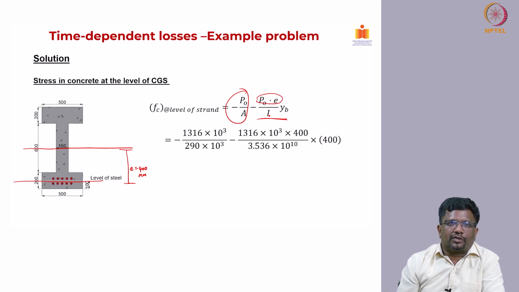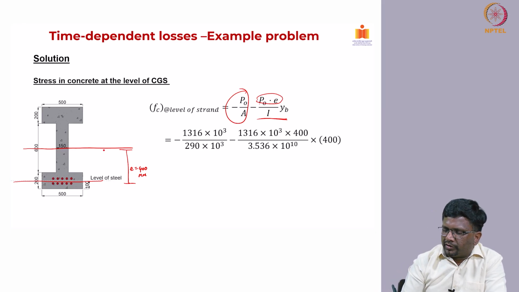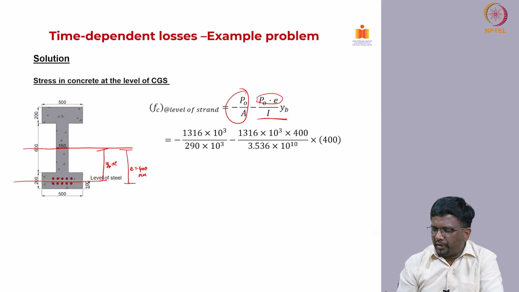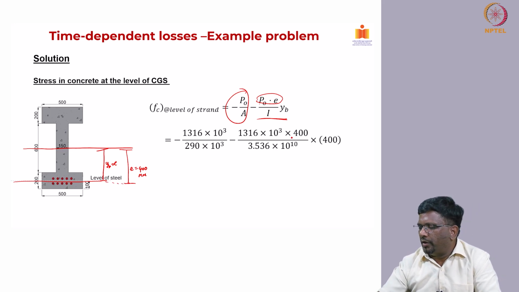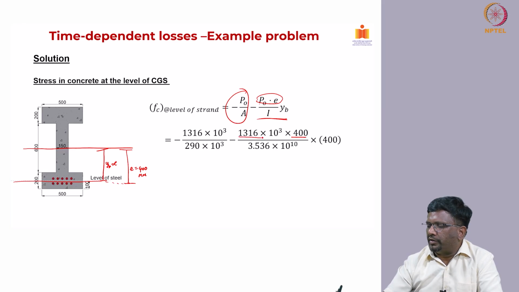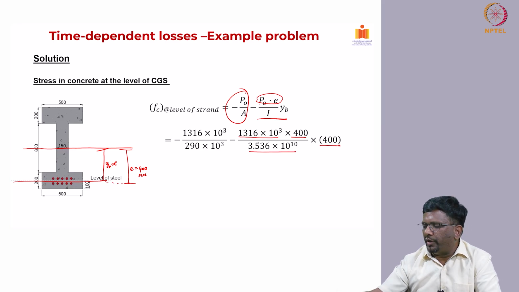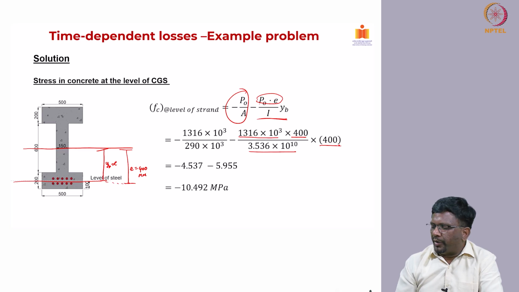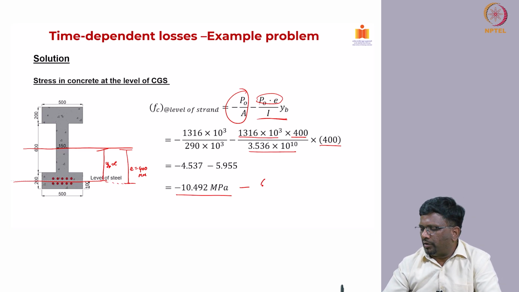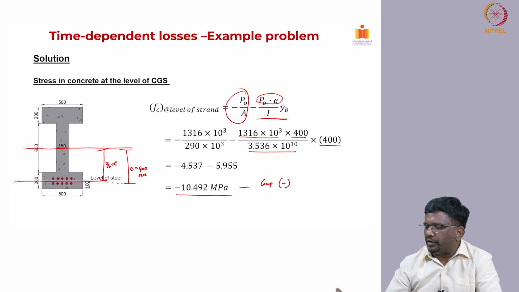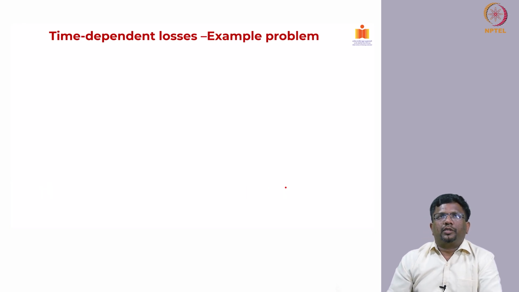Now we are calculating the stress at the level of steel. So now what is this again? YB, YB will be nothing but E only, right. So both of them will be same. So YB is again 400, so P0 is 1316 and into E is 400, I is 3.536 × 10¹⁰. When you substitute all this magnitude, you get the stress of negative 10.49 megapascal, which is compression, because we have taken compression as negative, right. So you get these values.